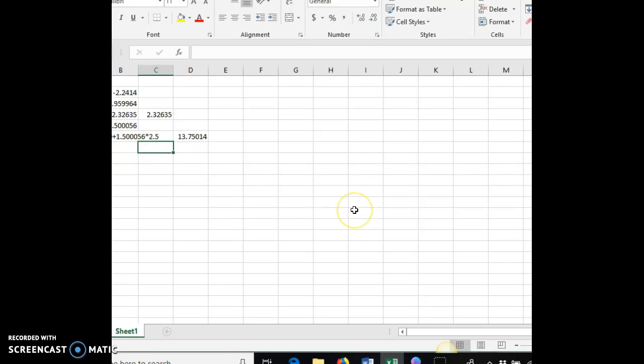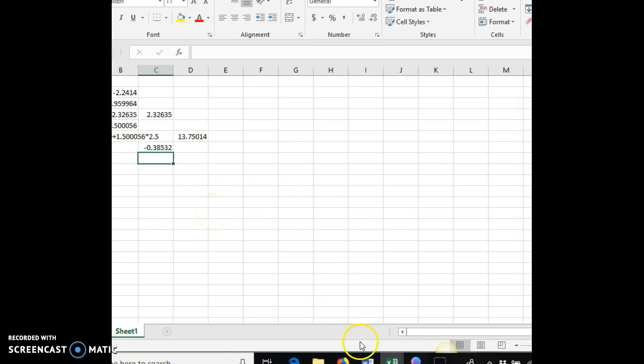And we're going to look that up with our same command. So norm.s.inv, and we're going to look up 0.35 instead of 0.65, and that gives us negative 0.38532.